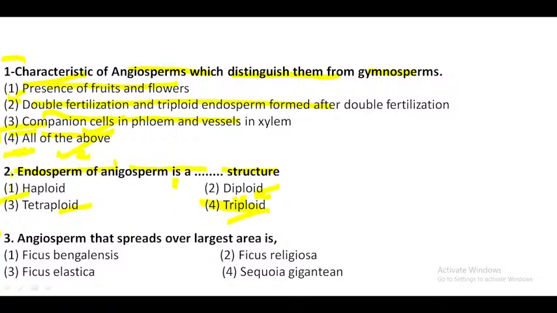Next, question number 3: angiosperm that spreads over the largest area. Option number 1, Ficus bengalensis. Option number 2, Ficus religiosa. Option number 3, Ficus elastica, and option number 4, Sequoia gigantea. So your answer would be Ficus bengalensis. Clear?